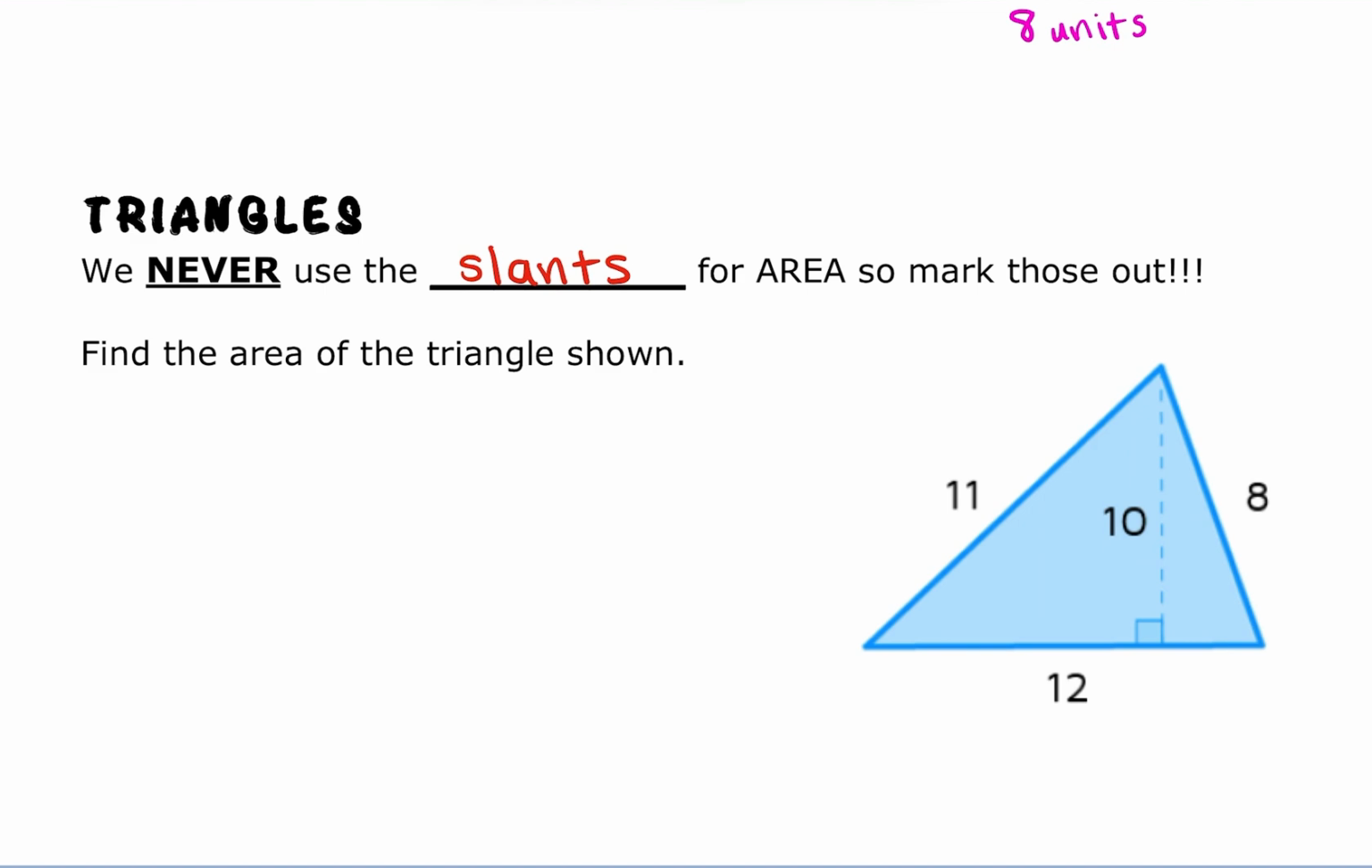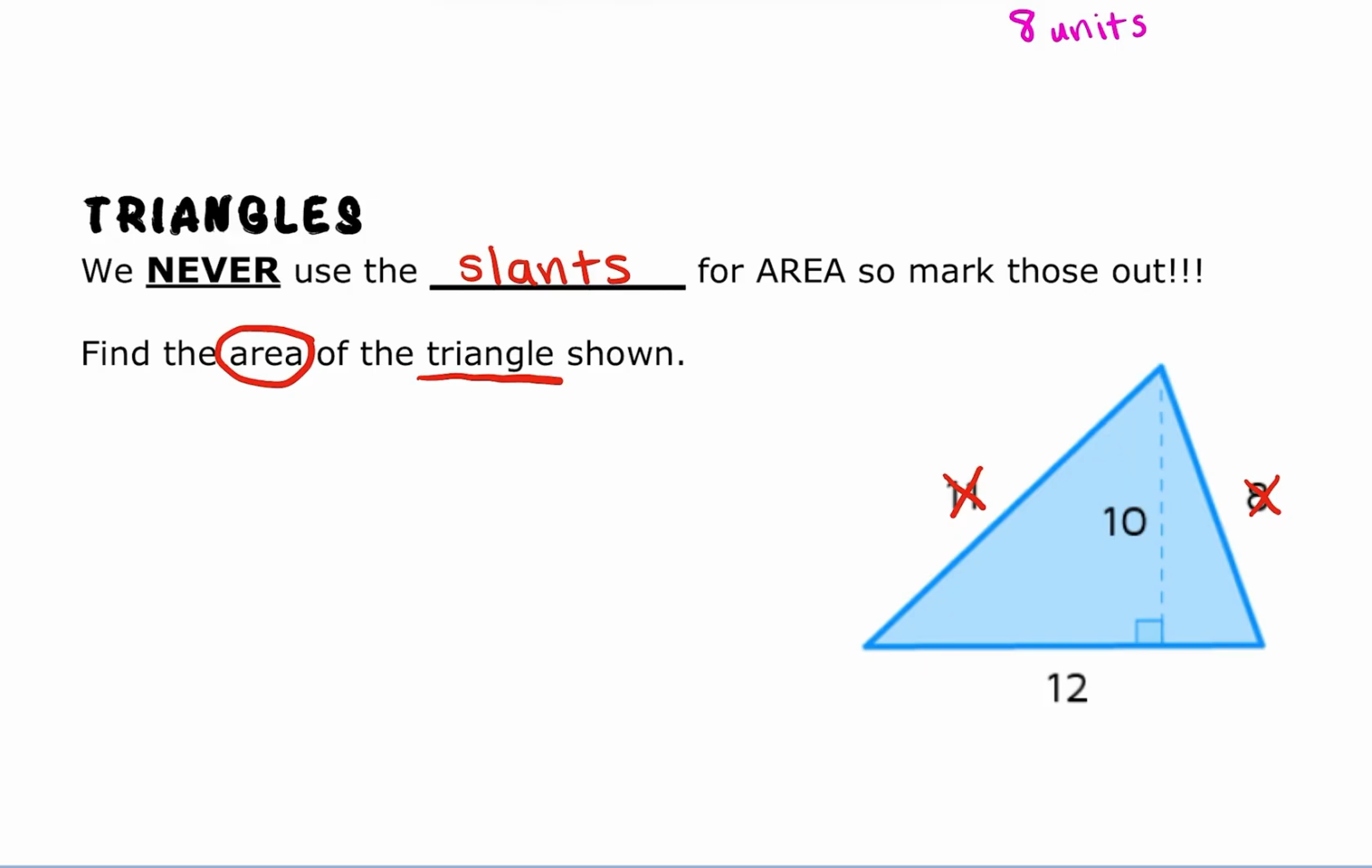Okay? So mark those out. So looking here at my triangle, what are my slants? Because I have 2, 11 and 8. So I'm going to immediately get rid of those. I want to find the area of a triangle.